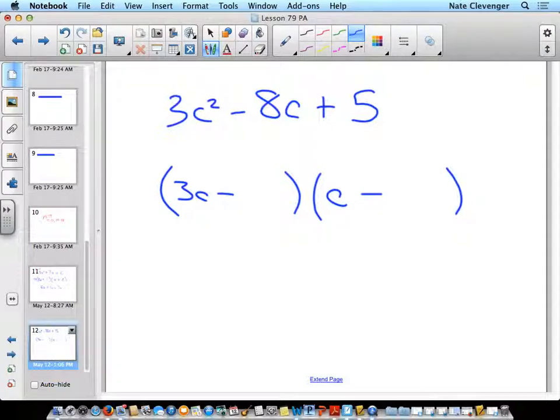Now, there's a possibility that there isn't a combination, and we'd call that prime. It's not factorable. So let's see, our factors of 5 are 1 and 5. So let's try 5 and 1. If we do our outsides, that gives us a negative 3c. Do our insides, that gives us a negative 5c.